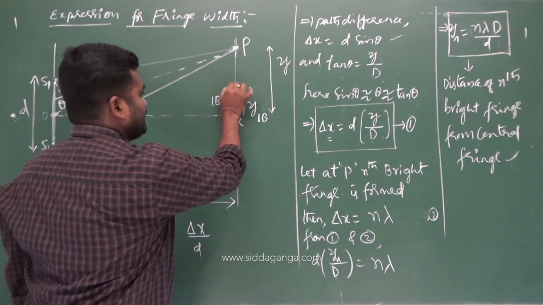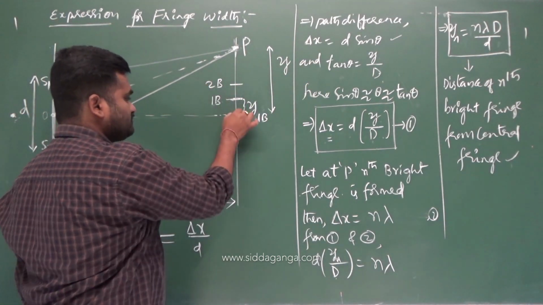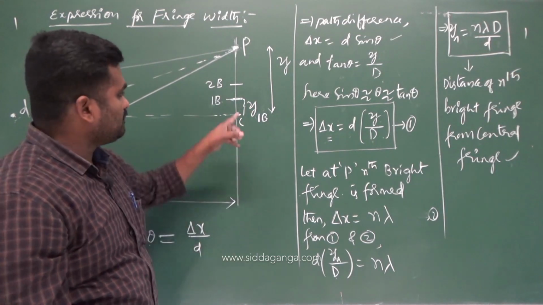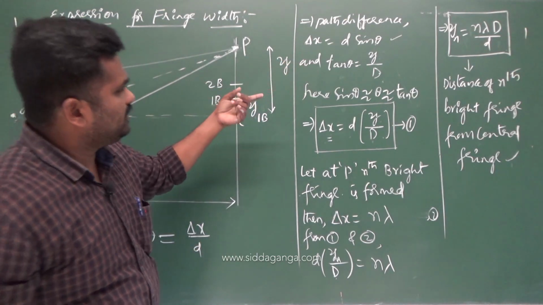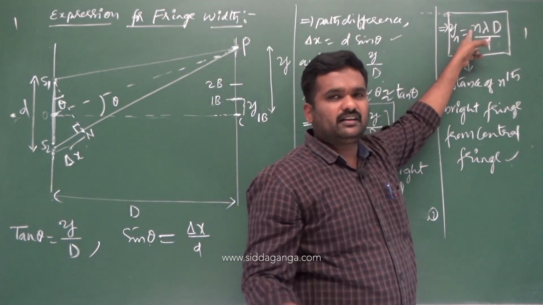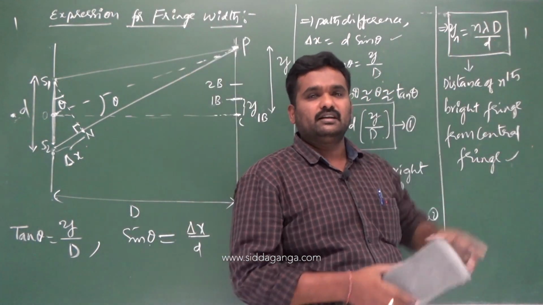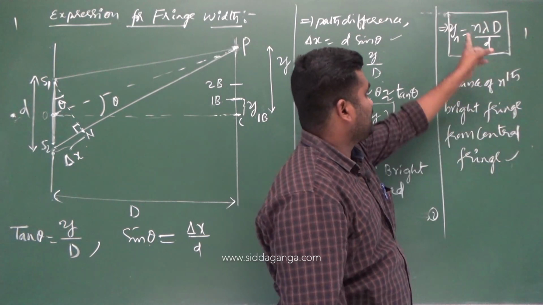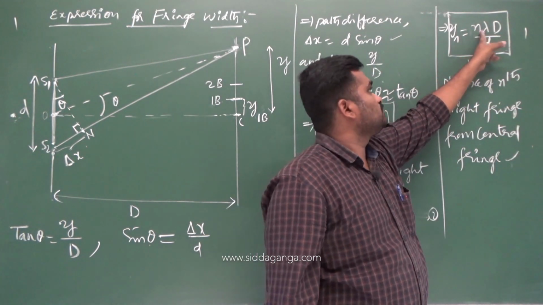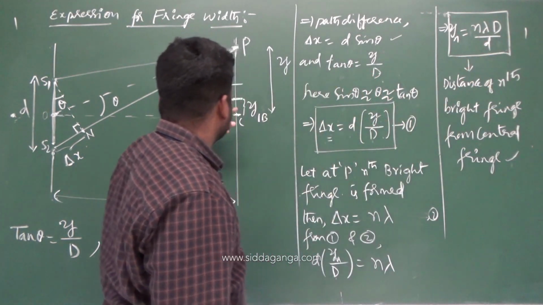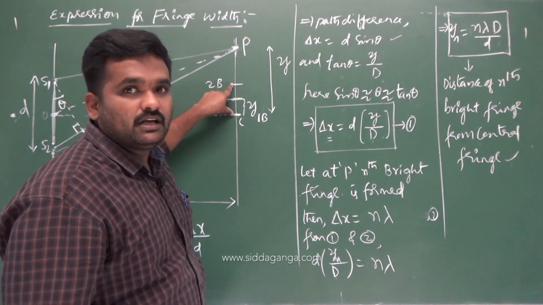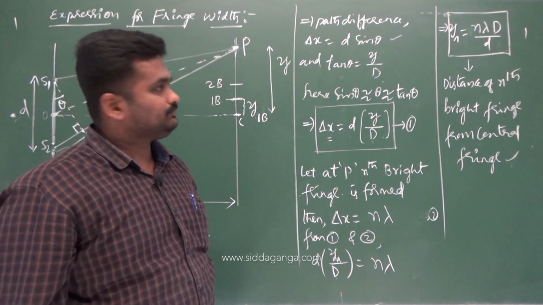What is the distance of the second bright fringe? The second bright fringe from the central fringe will be formed at a distance of, see, we need to substitute n equals 2, n equals 3, n equals 4 and so on for consecutive bright fringes. Second bright means n equals 2, means 2 lambda capital D by small d. Distance from central fringe to the bright fringe is how much? 2 lambda capital D by small d.